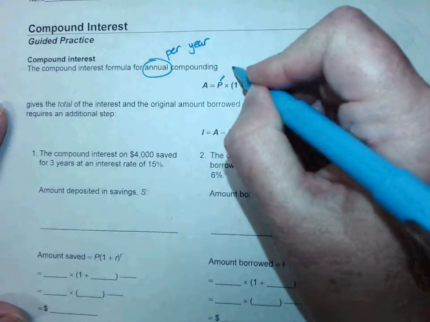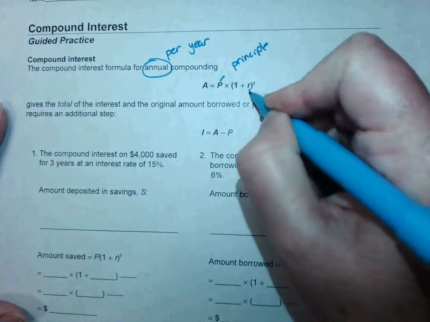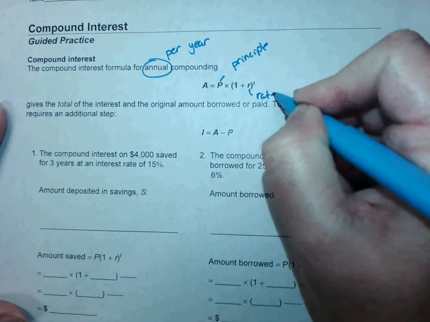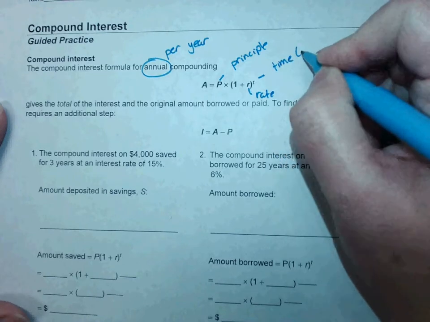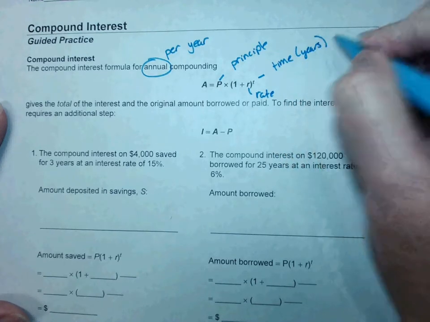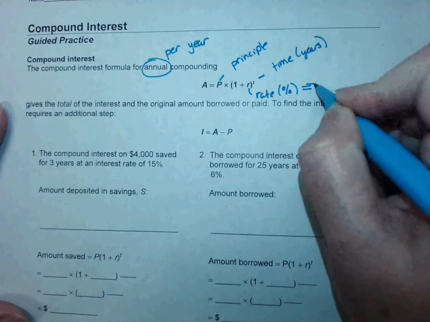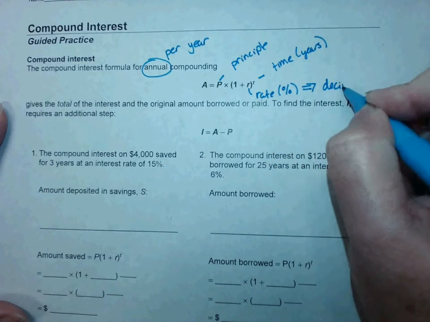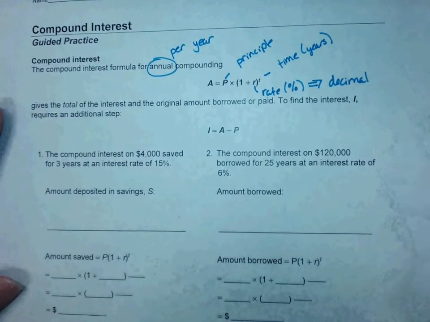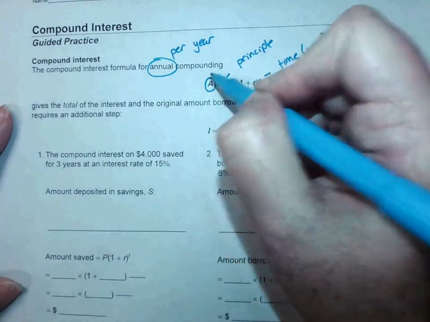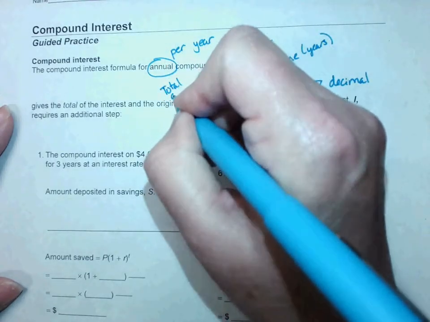The P still stands for principal. The R still stands for the rate. And the T still stands for the time in years. And of course, the rate is your percentage, but you change it to a decimal. Okay? The A is the total amount, just like what we talked about yesterday.